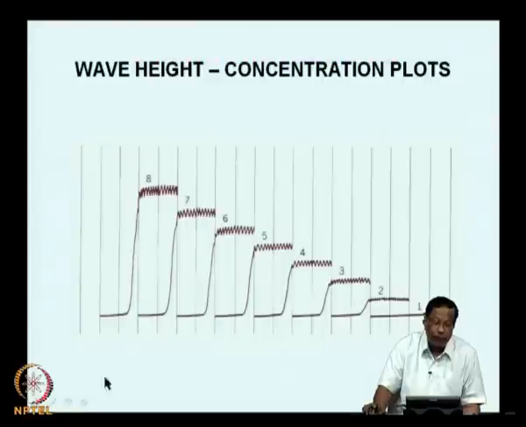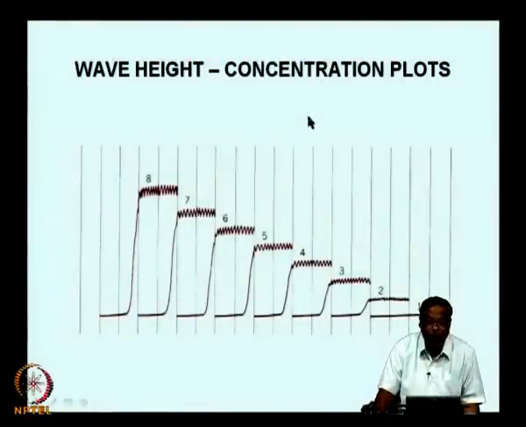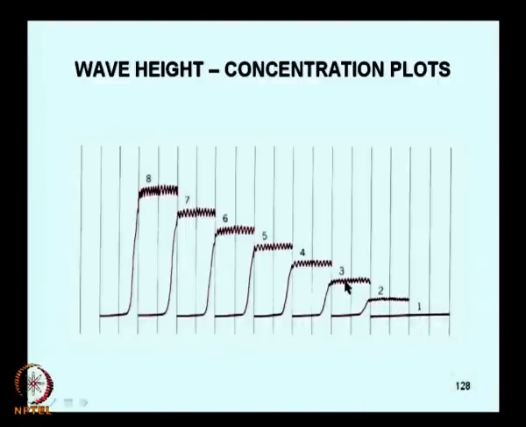So, this is a typical plot of the wave height concentration plots. Here I have a blank and some concentration here. This is a theoretical presentation, and 3, 4, 5, 6, 7, etcetera. You can see that the wave heights, that is the distance between this and this, and this and this, are all increasing, and you can plot the wave height versus concentration curves. It is a very simple technique basically.